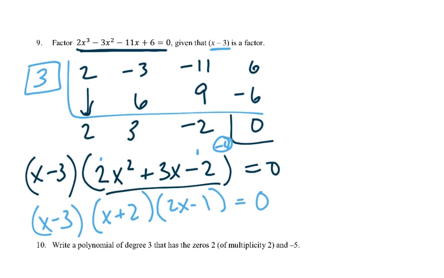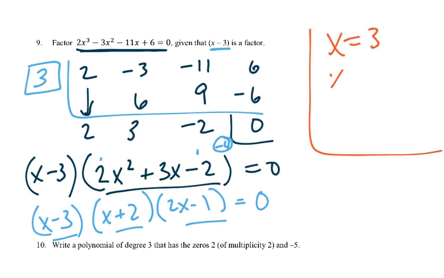So then I can solve for each of my values that make this true. So I take each of my factors and set equal to 0. We've seen that several times, so I'm just going to go ahead and tell you what the answer is. We end up with the zeros: x equals 3, x equals negative 2, and x equals 1/2.